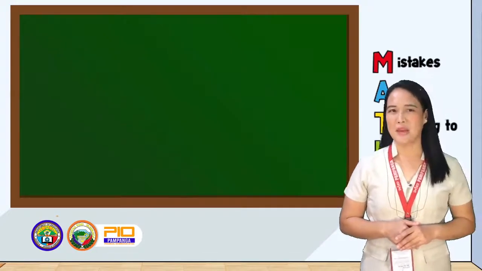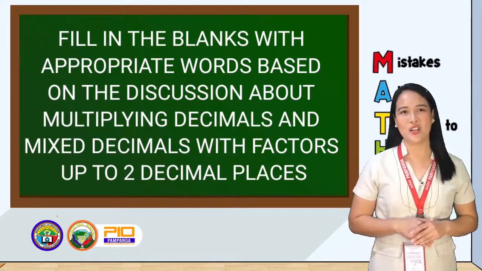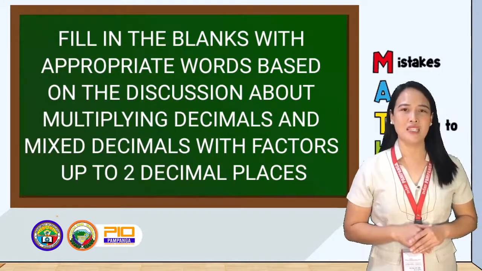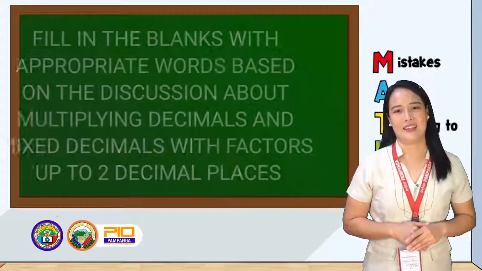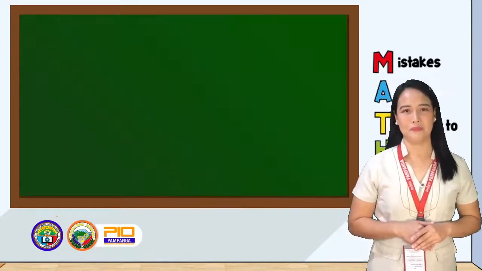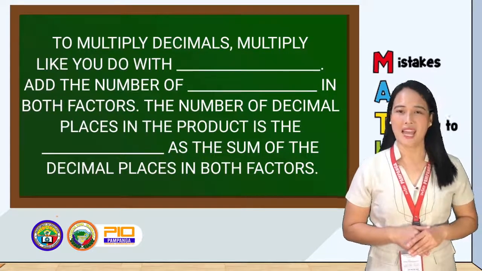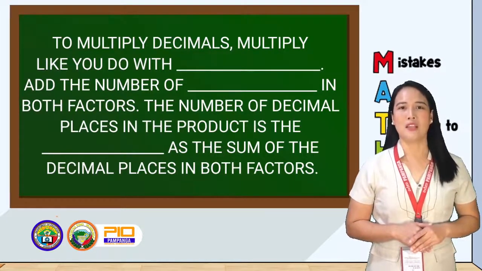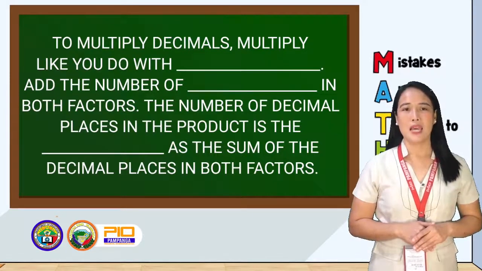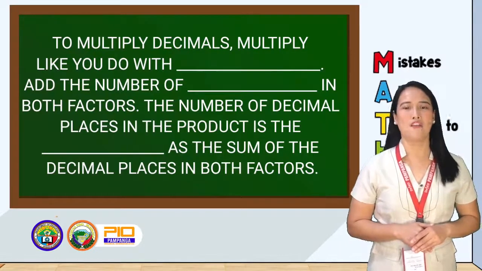Now this time, let us fill in the blanks with appropriate words based on the discussion about multiplying decimals and mixed decimals with factors up to 2 decimal places. Ready? To multiply decimals, multiply like you do with blank. Add the number of blank in both factors. The number of decimal places in the product is the blank as the sum of the decimal places in both factors.